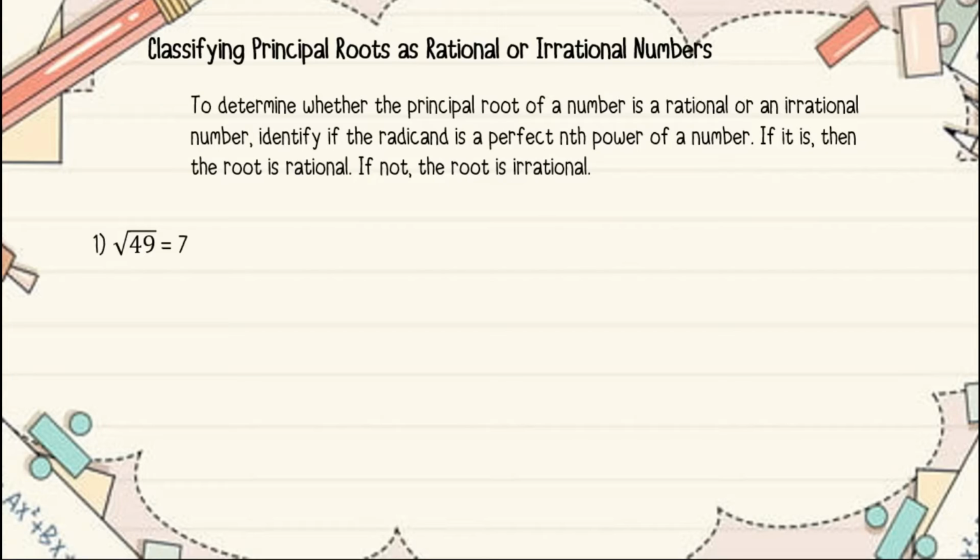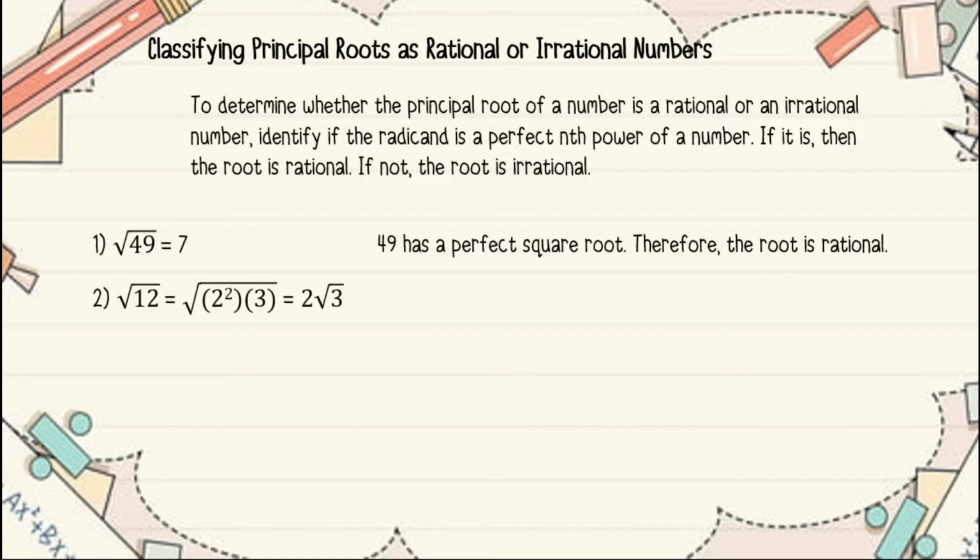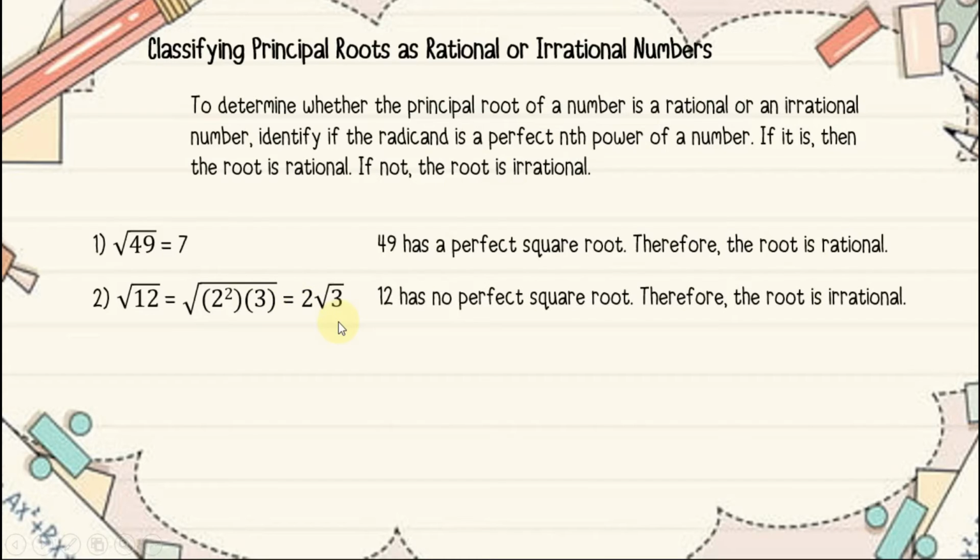The square root of 49 is equal to 7. 49 has a perfect square root and that is 7. Therefore, the root is rational. The square root of 12. Getting the square root of 12, we're going to have 2 square root of 3. So where did we get 2? The factors of 12 are 4 times 3, and the square root of 4 is 2. 12 has no perfect square root, therefore, the root is irrational.